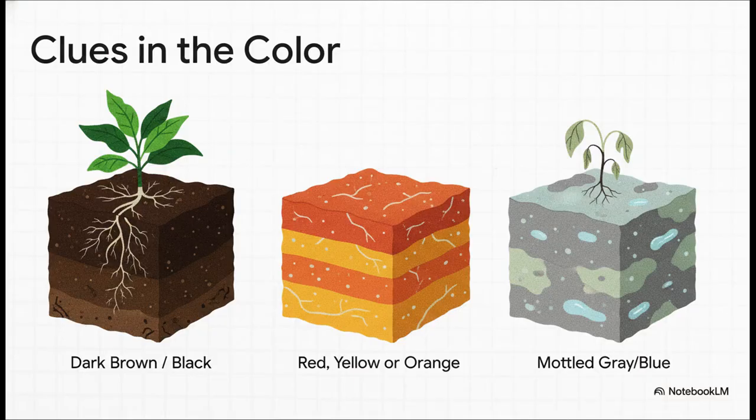Well, if you see a dark, rich, almost black color, that's a great sign. It means lots of organic matter, which means fertile, healthy soil. See some bright reds, yellows, or oranges? That tells you there's plenty of iron and, more importantly, plenty of oxygen, which means good drainage. But if you see patches of gray, blue, or green, that's a red flag. It's a sign that the soil has been waterlogged for a long time and it's starving for oxygen.